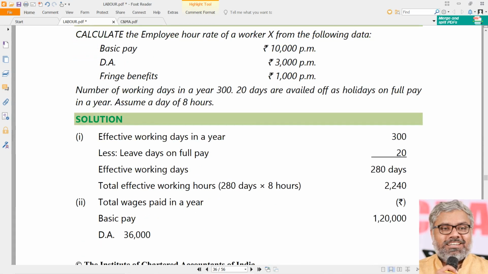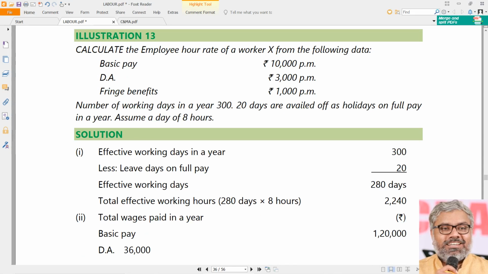How can that be done? Just look at a small example, for understanding purposes, not an exam question. What is the employee hour rate of a worker X from the following data? Basic 10,000 per month, DA 3,000, fringe benefits 1,000 per month. Fringe benefits means those in addition to the normal pay, whatever benefits are given. Sometimes, like the employer's contribution to the provident fund and the employer's contribution to ESI, all those things can be called fringe benefits.